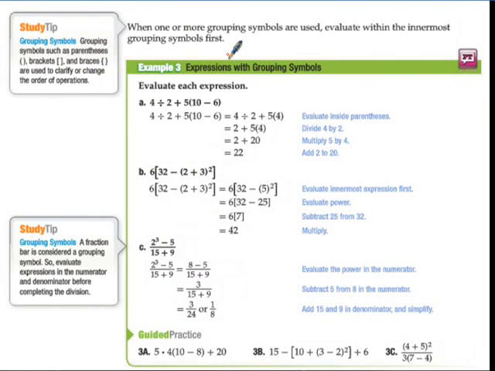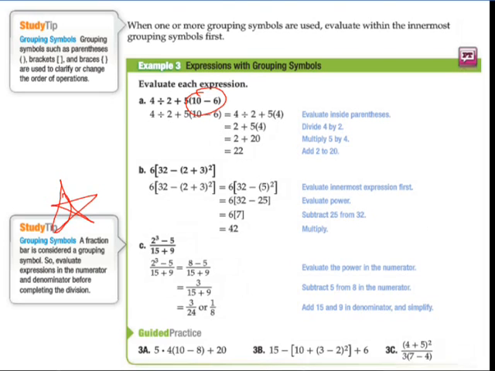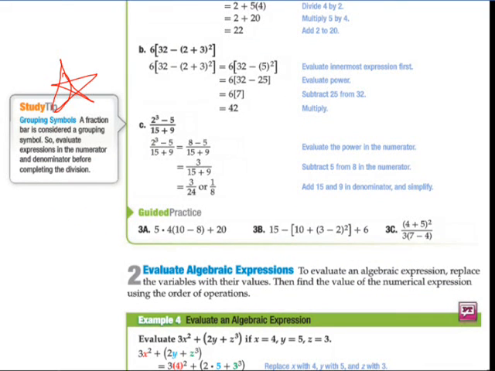When one or more grouping symbols is used, you start from the innermost and you work your way out. Again, you guys know how to work with parentheses, but here we have brackets and parentheses. And then we also have to know, and this is hugely important, sometimes we forget, that the fraction bar is considered a grouping symbol. So here we have to work the whole top, work the whole bottom, and then simplify at the end. Again, you guys have tons of experience doing this.